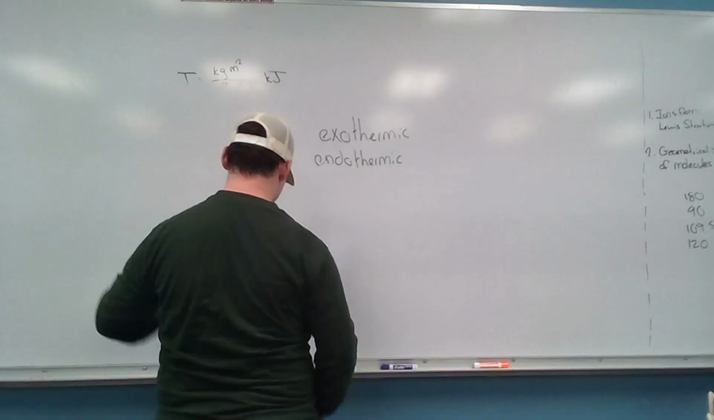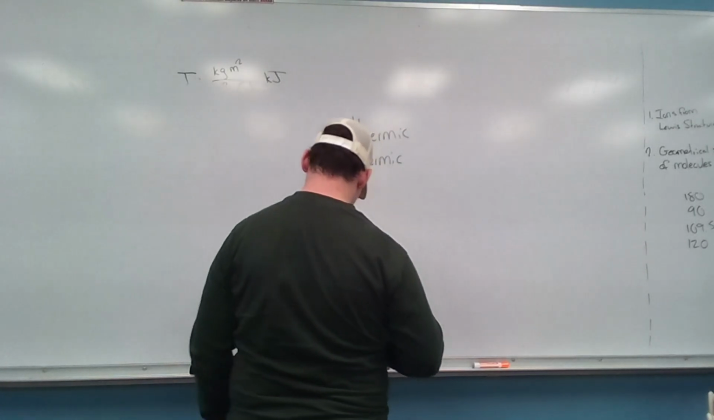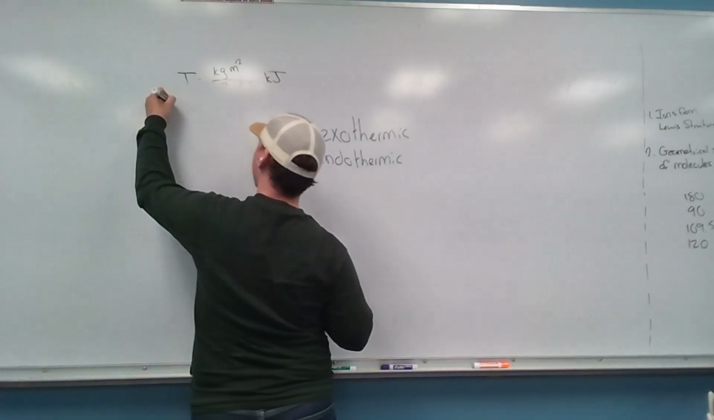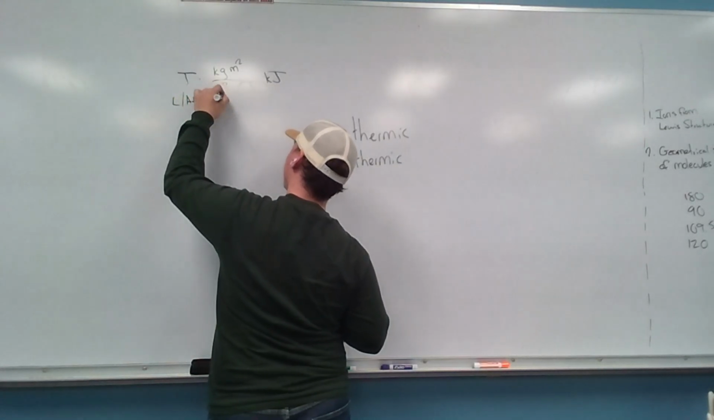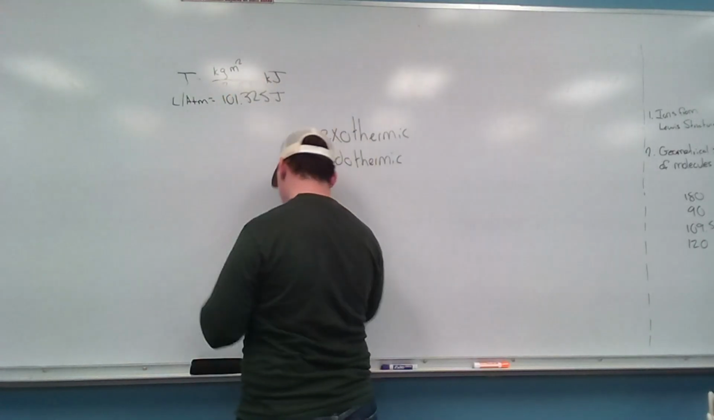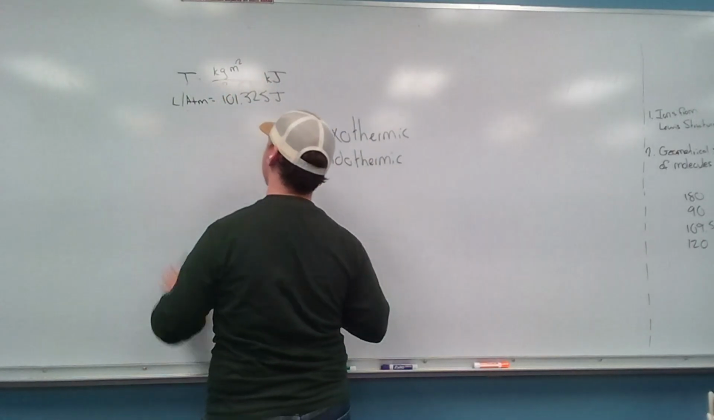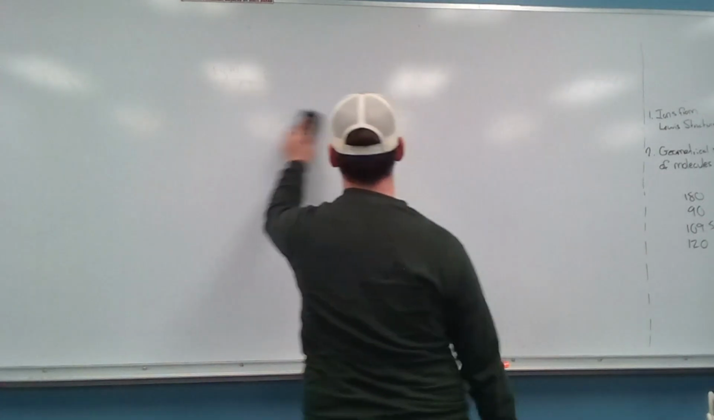There was one more unit I forgot to mention. The liter per atmosphere is equal to 101.325 joules. That will be important later, so just keep an eye on it. So exothermic and endothermic reactions.